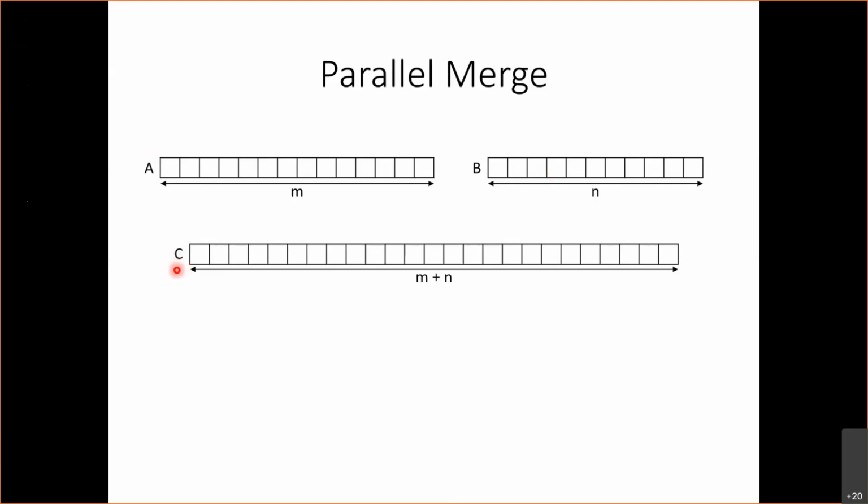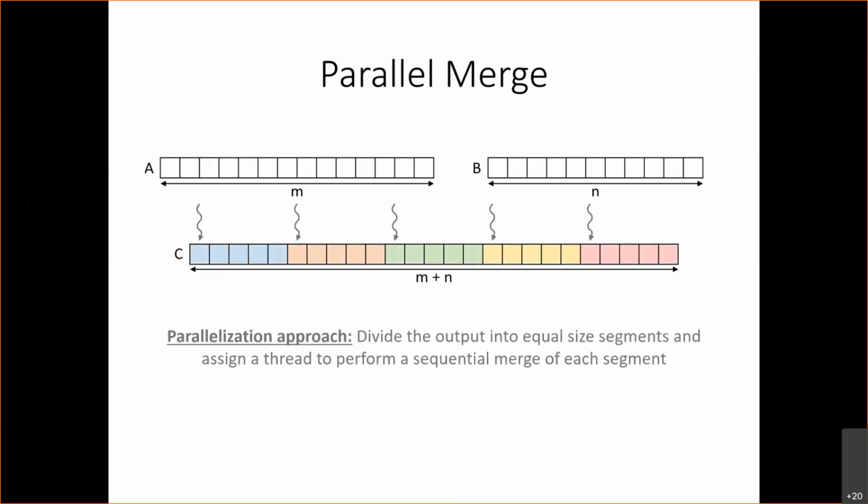So the way we will parallelize merge today is we're going to take our C array and partition it into segments, and each thread will be responsible for one of these segments. Each thread will take a segment and be responsible for sequentially merging the elements of A and the elements of B that are supposed to come to this segment.